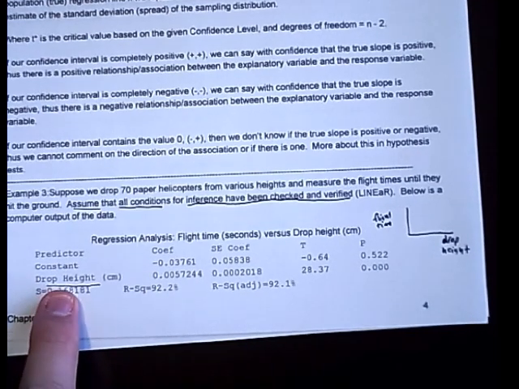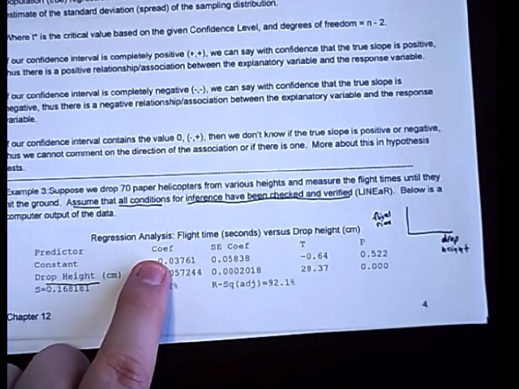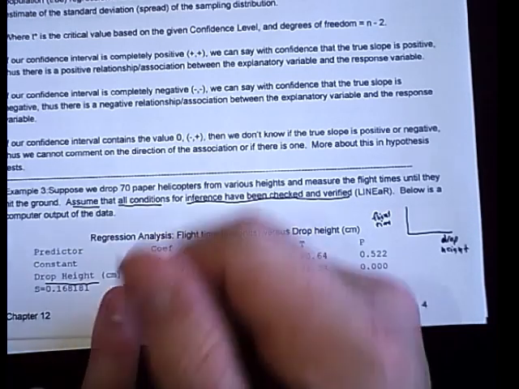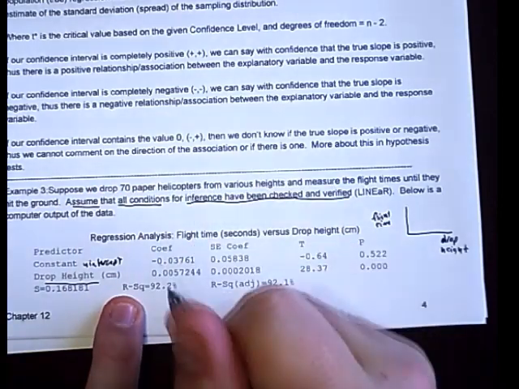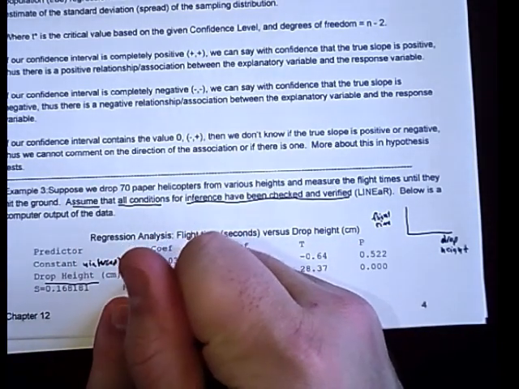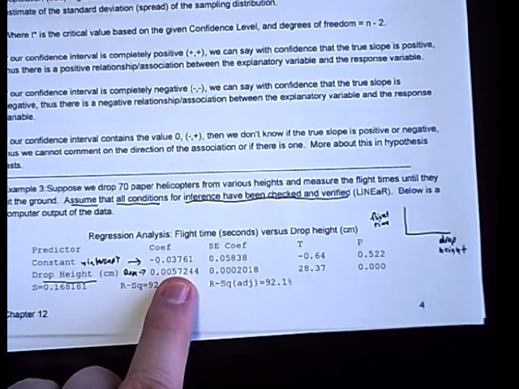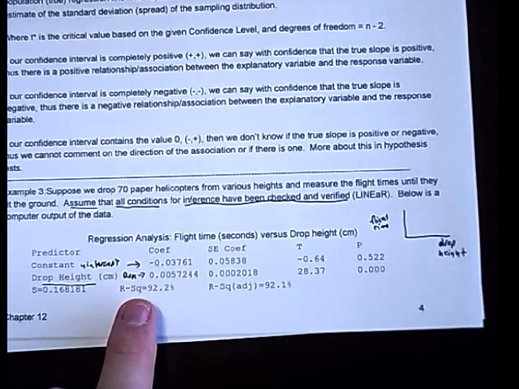Let's review what these numbers are. That S is the standard deviation of the residuals, and that's the R squared value. Now, look at this right here. We have a negative constant, so this is the y-intercept. And this right here is the slope. So we have a sample slope that appears positive, therefore the R would be positive.